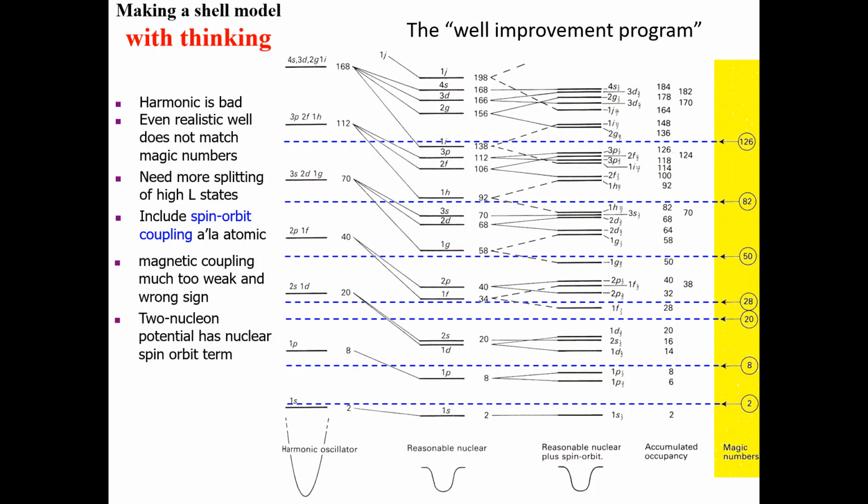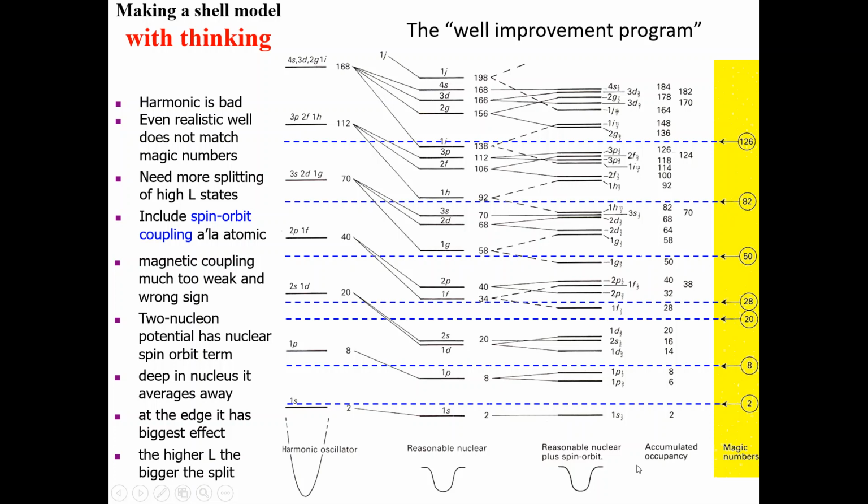Two nucleon potentials have nuclear spin orbit terms. Deep inside the nucleus, the nucleons average away, so at the end it has the biggest effect. This is how it works when we apply the harmonic oscillators. From the harmonic oscillators, we have the reasonable nuclear potential plus spin orbit coupling, and then we get the accumulated occupancy. The higher the L, the bigger the splitting.